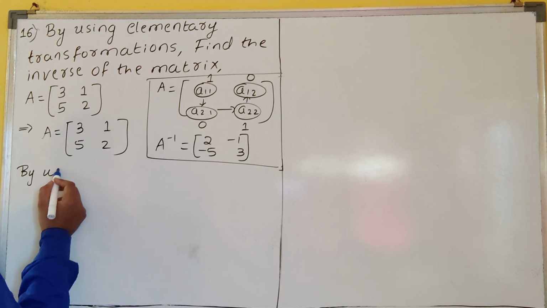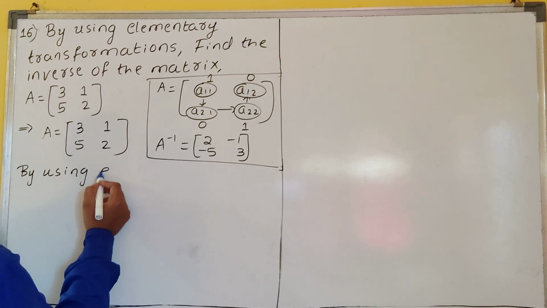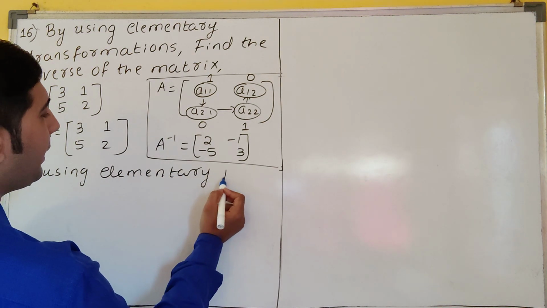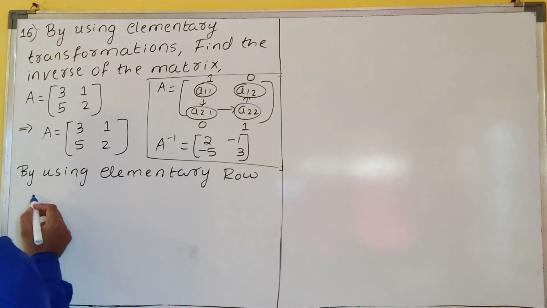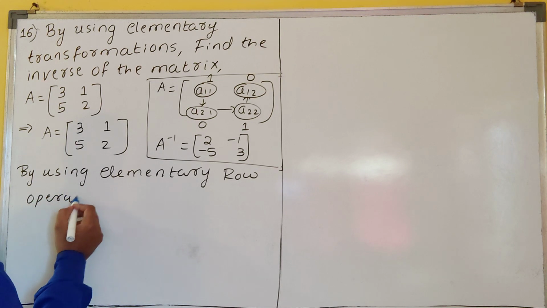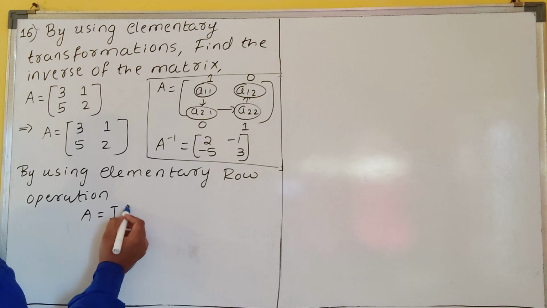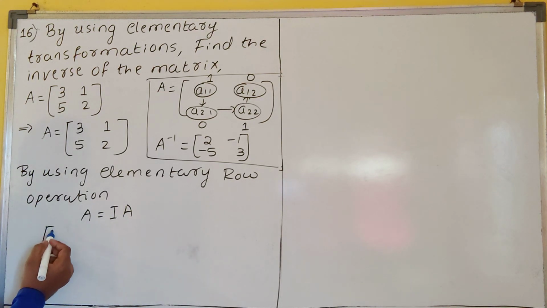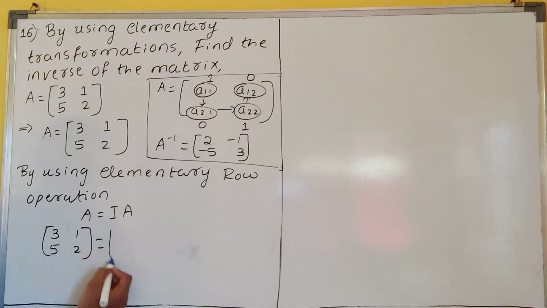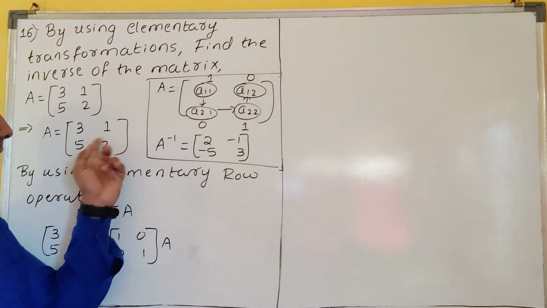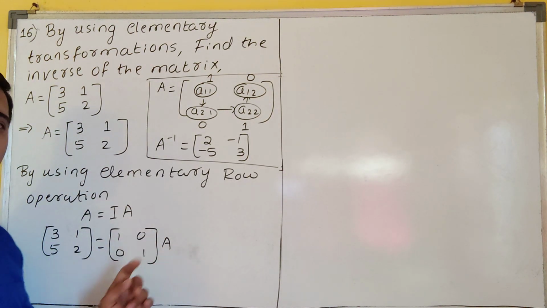By using elementary row operation, A is equal to I into A. A is what, dear students? 3 1 5 2. And I is what? 1 0 0 1. Into A you write as is. Don't write the 3 1 5 2 here. You write A as is.